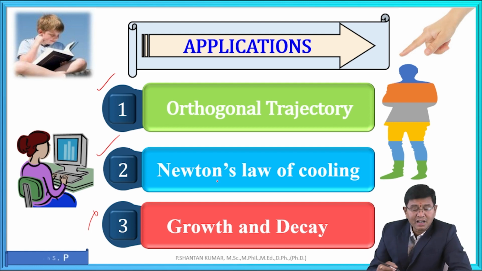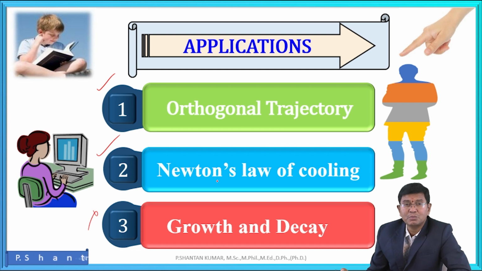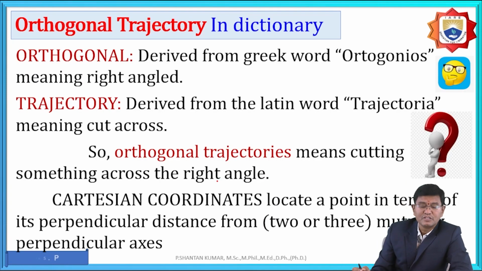In particular, for orthogonal trajectories there are two methods, Cartesian and polar. But in our syllabus we are going to discuss only the Cartesian coordinates, that is x comma y only. But Newton's law of cooling we are going to discuss properly.